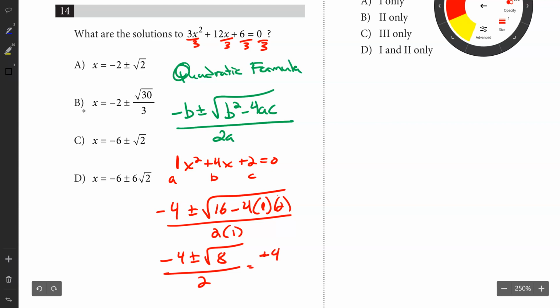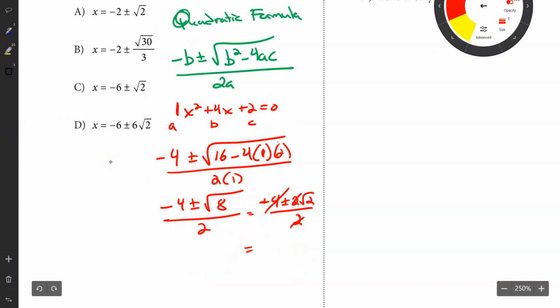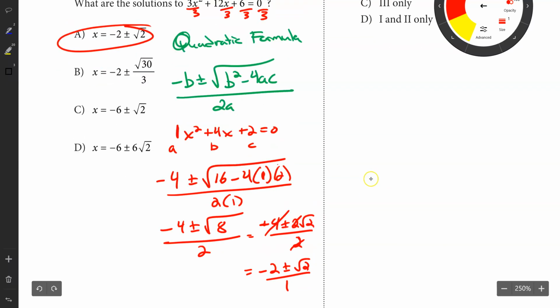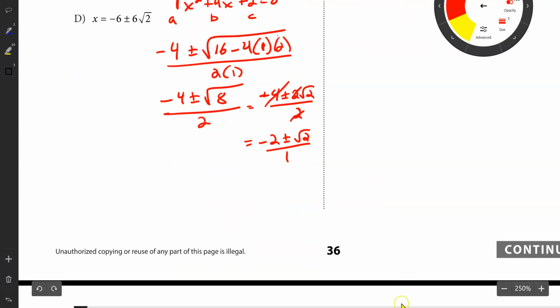This is negative 4 plus or minus 2 root 2 over 2. And now we can reduce. You can't reduce the 2 inside the radical. Okay, but the other ones we can reduce because they all have a common multiple of 2. All right, and you can see your final answer there again is going to be letter A. So good old quadratic formula coming back, along with we have to also be able to simplify the radicals, because again, this is all non-calculator allowed problems.